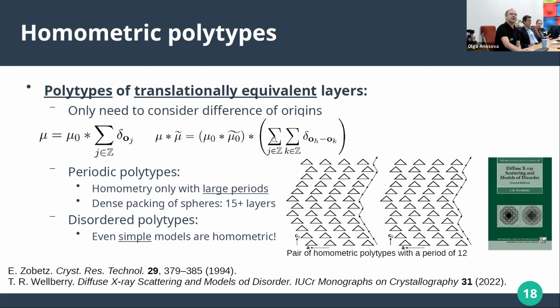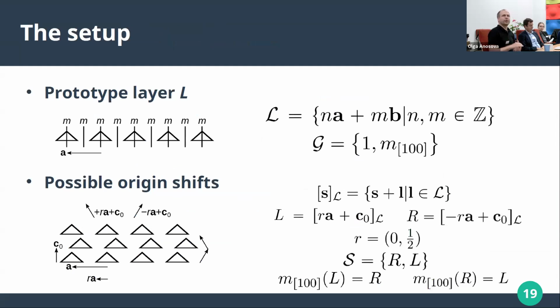And of course, this does diverge, so you have to look at some density. You cannot simply add an infinity of things. In fact, for this example we had before, these are two homometric polytypes with a period of 12. In ordered structures they are exceedingly rare because, for example, for dense packing of spheres, they start with 15 layers, with a period of 15. But it turns out that there are zinc sulfide and these kinds of things. They exist. But with disordered polytypes, things change because even simple models give this homometry.